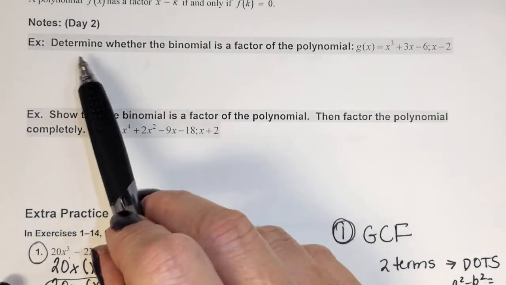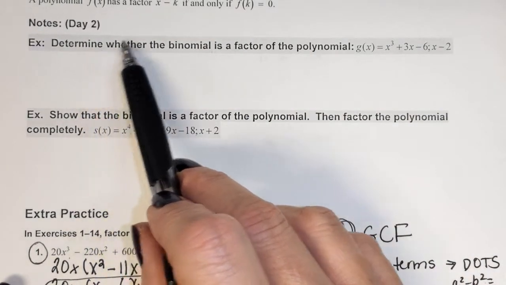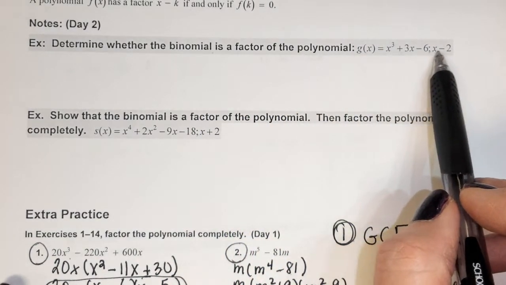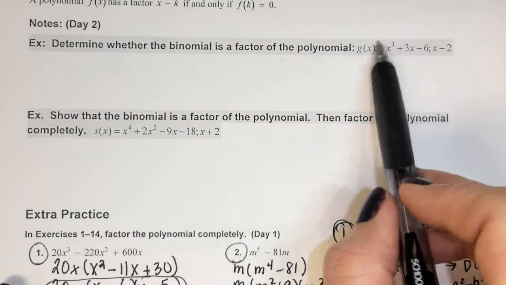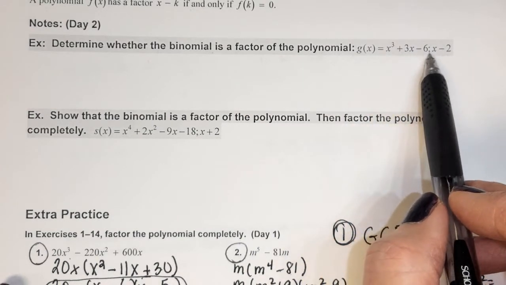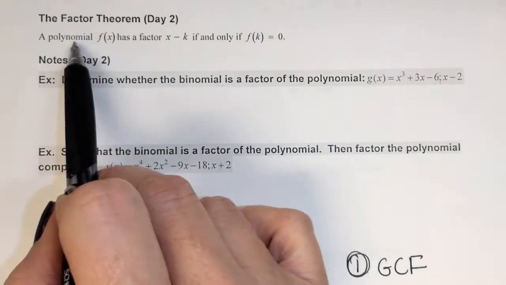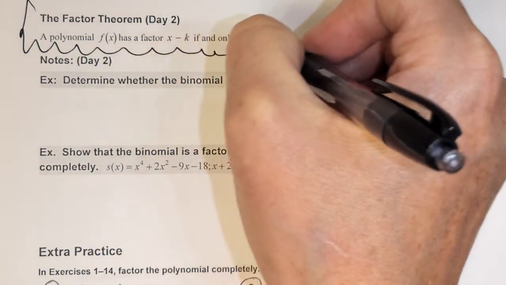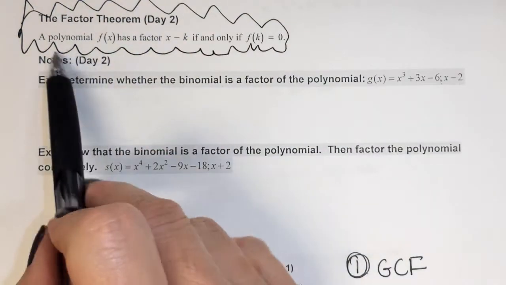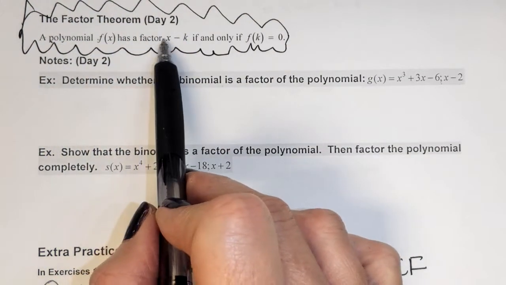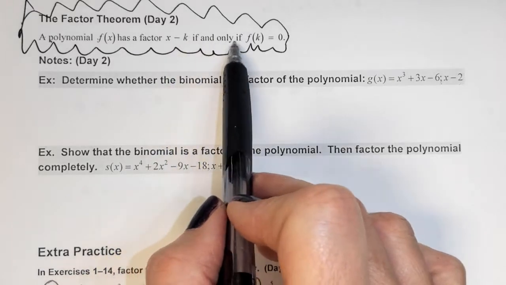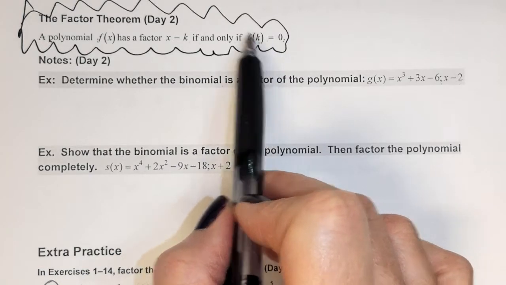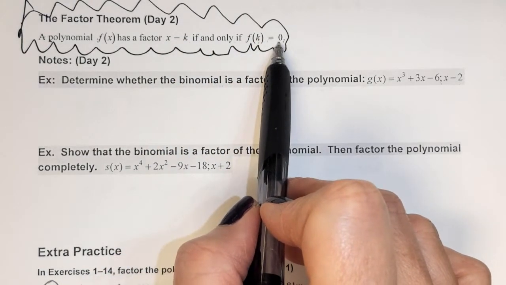This is not in your book, but just watch. So the question is, determine whether the binomial is a factor of the polynomial. The binomial we're given is x minus 2. We want to know, is it a factor of x cubed plus 3x minus 6? In order to answer that question, we have to know this rule. This is very important. This is in your book. You have to know a polynomial has a factor of x minus k if and only if f of k equals 0. That means if we plug in k into the function and we get 0, it's a factor.